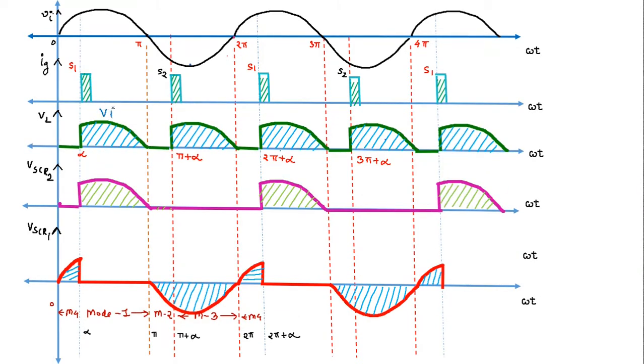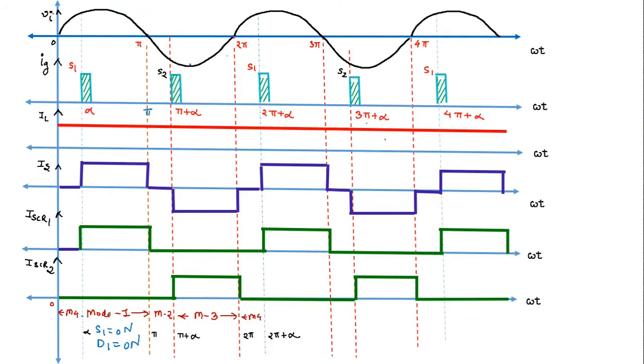In mode number 1, what will be the load voltage? Load voltage will be equal to the input voltage, and SCR1 is conducting in this mode, so across this device the voltage will be equal to 0. But SCR2 is not conducting in this mode, therefore the voltage across this SCR will be equal to Vi here. Now we will take mode number 2.